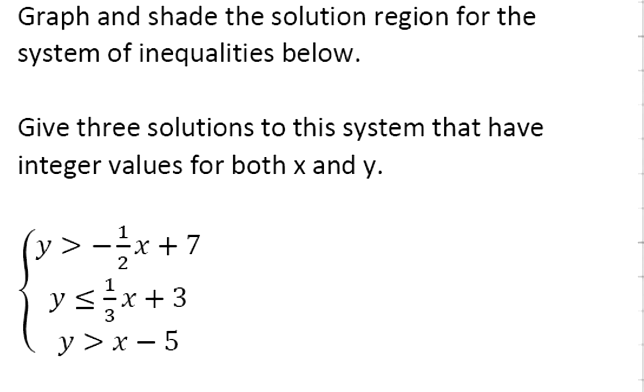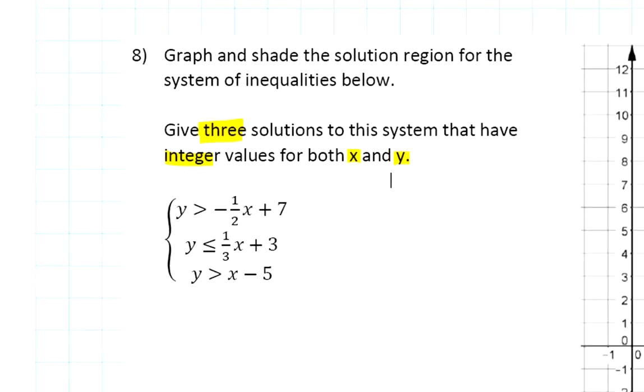The other thing that this problem asks for is for us to give, and let me highlight this so I don't forget it, three solutions to the system that have integer values for both x and y. So what we're looking for are points like, for example, x is 2 and y is 5. Those are both integers. And if (2, 5) is in the shaded region, that could be one of the points that we write down.